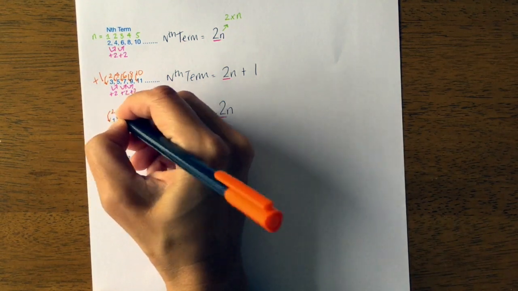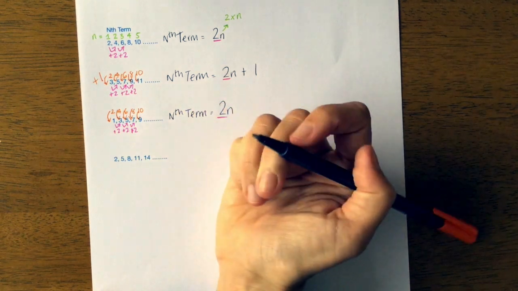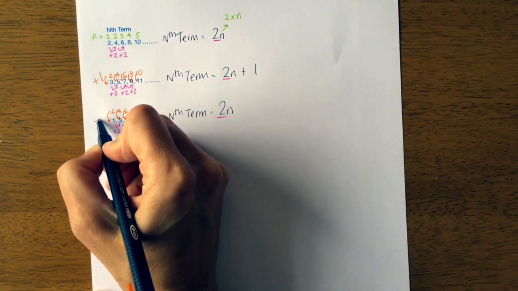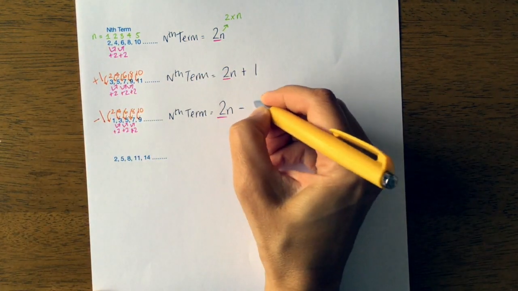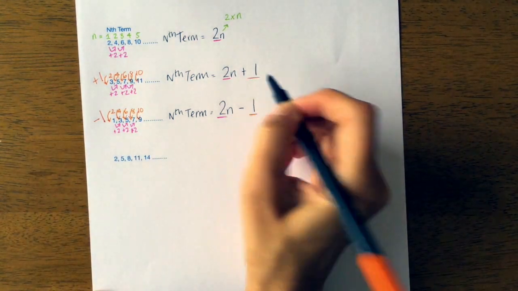Now how is the 2 times table being changed? What's happening each time to get to the new sequence? Well, this time it's take away 1. So that's what I would put on the end of my nth term. So I'm going to put that in orange so you can see.